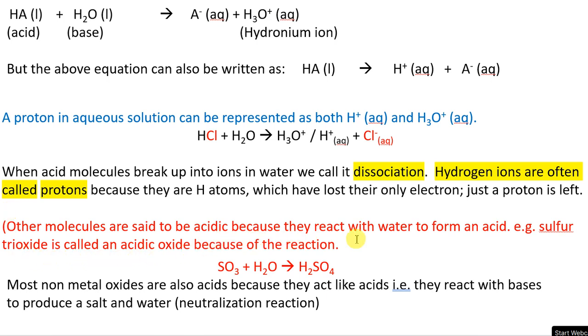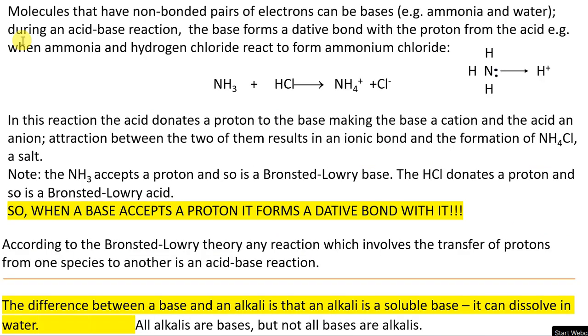Other molecules are said to be acidic because they react with water to form an acid. For example, sulfur trioxide. It's called an acidic oxide because of the reaction. Sulfur trioxide, SO3, combining with water to form the strong acid, H2SO4, sulfuric acid. Most non-metallic oxides are also acids because they act like acids. They react with bases to produce a salt and water in a neutralization reaction.